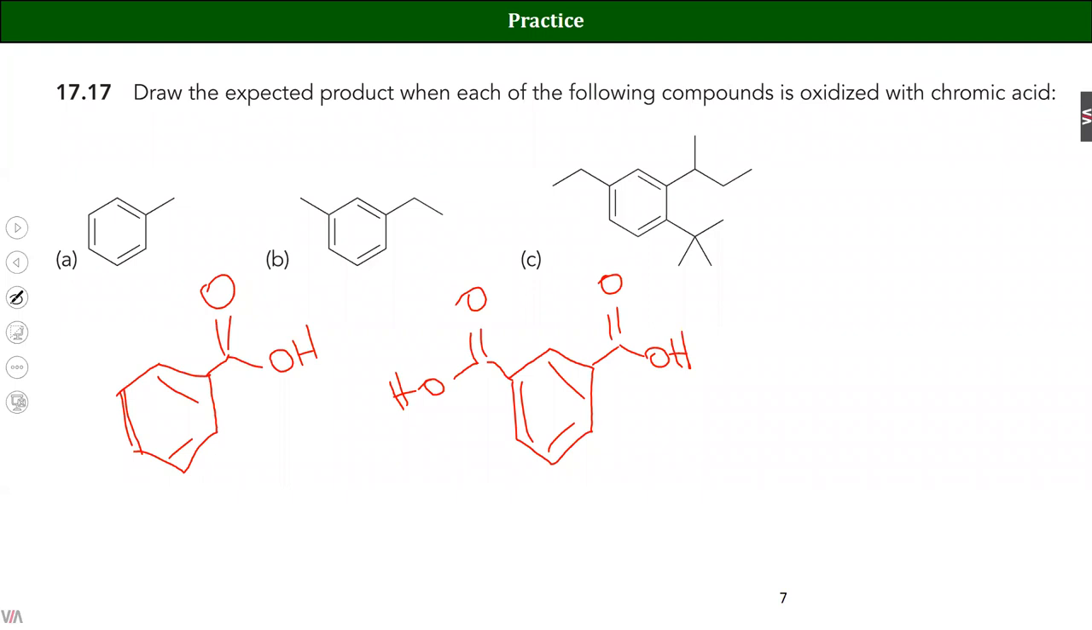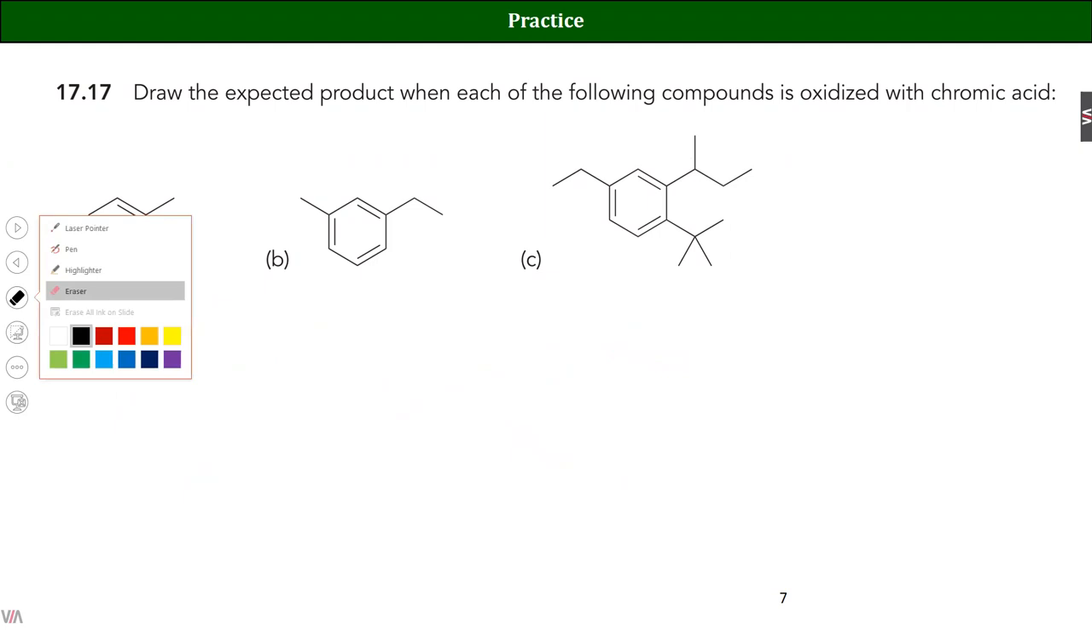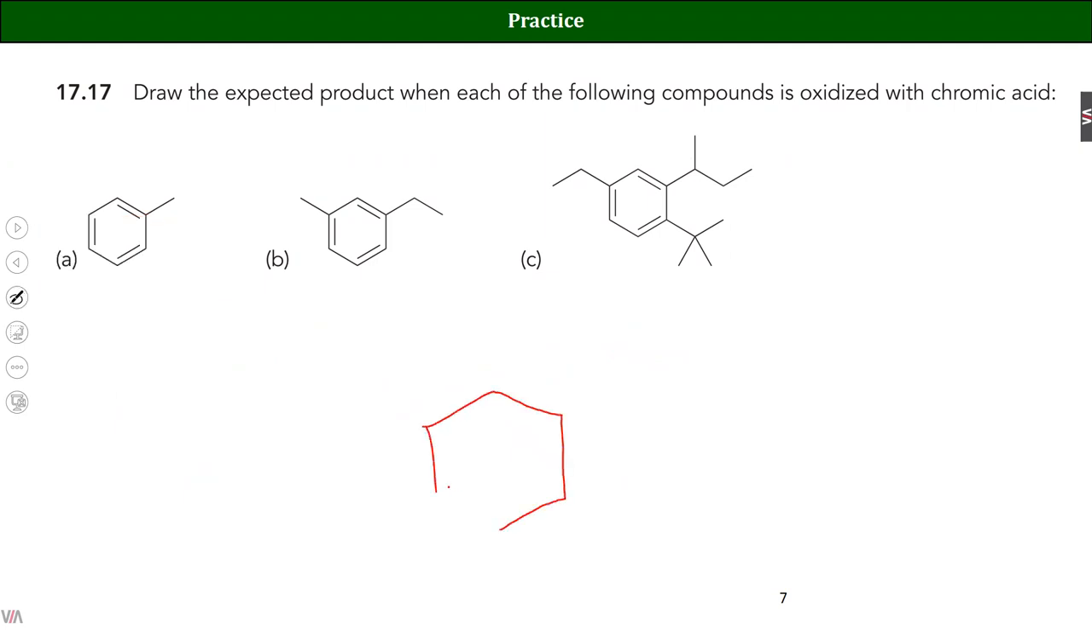So for C, again, it has to have a benzylic hydrogen for this to work. So you would put a carboxylic acid group there, and the t-butyl group you're just going to leave the way it is. What's the verdict? Terephthalic is from the para name, so para-phthalic acid is also terephthalic acid. Okay. At least I'm not completely losing my mind. I knew that that was a thing.